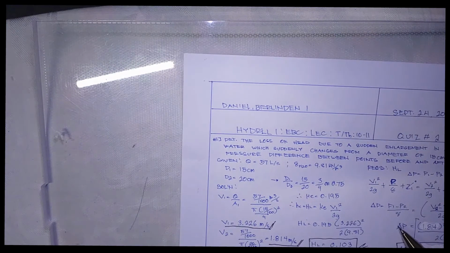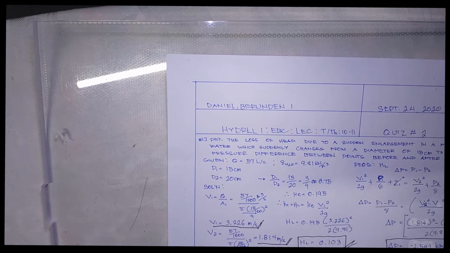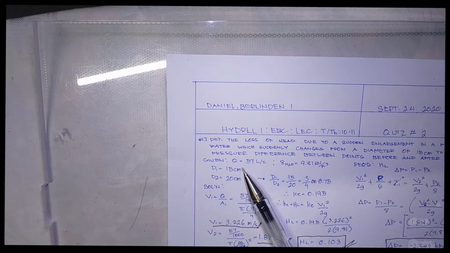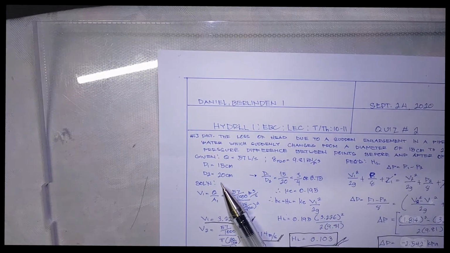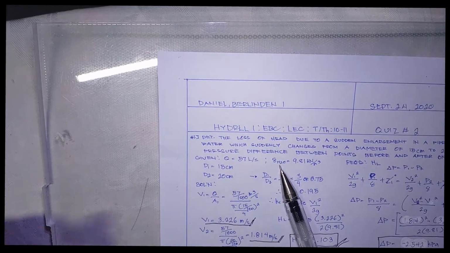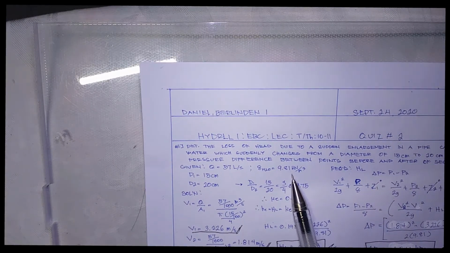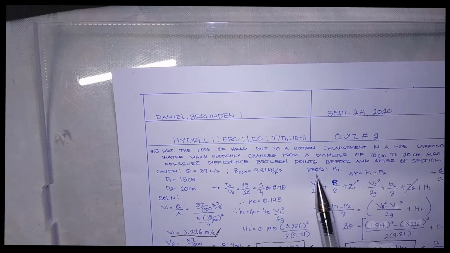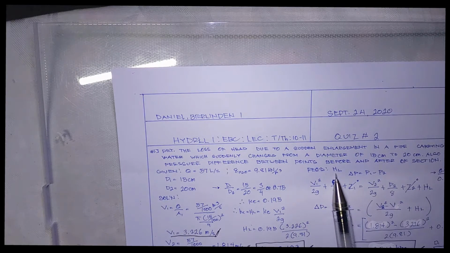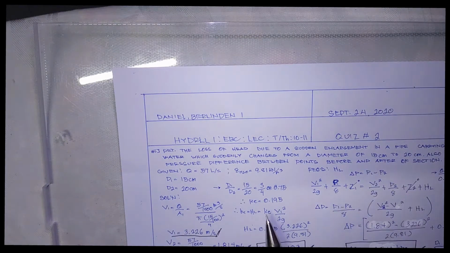So the given are the discharge which is 57 liters per second, and then the diameter 1 which is 15 centimeter, and then diameter 2 which is 20 centimeter. And we know that the specific weight of water is 9.81 kilonewtons per cubic meter. So the required are the head loss and the pressure difference between points before and after of section.